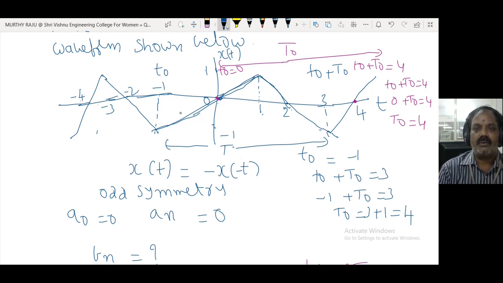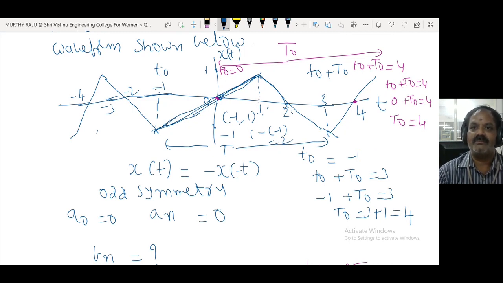Or else you have to choose the interval -1 to +1. Instead of 0 to 2 here, -1 to +1 has the same meaning. The equation is like that, -1 to +1. It is also 1 minus of -1, that is equal to 2. In that case, only one equation, one straight line passing through origin. Here, 0 to 2, 2 lines. This is 0 to 1 line, 1 to 2 another line. 2 lines are there. It has the same meaning.